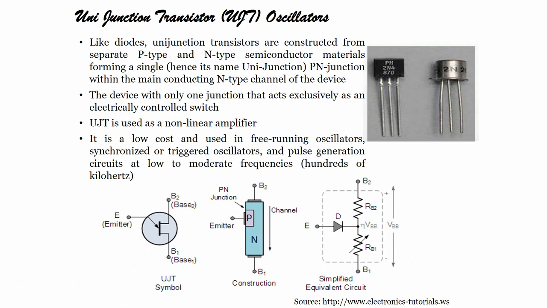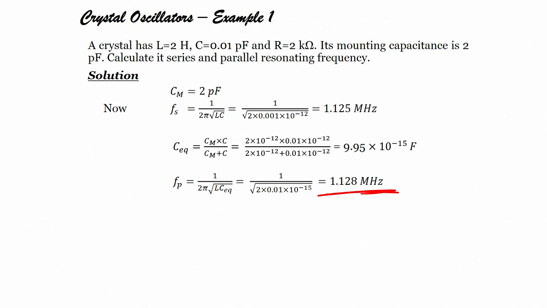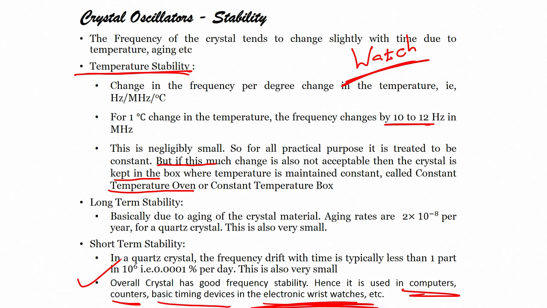Now, this is the example of the unijunction transistor or UJT oscillators. Before we move to UJT oscillators, let us quickly summarize crystal oscillators, and then we will take the UJT oscillators in the next module.